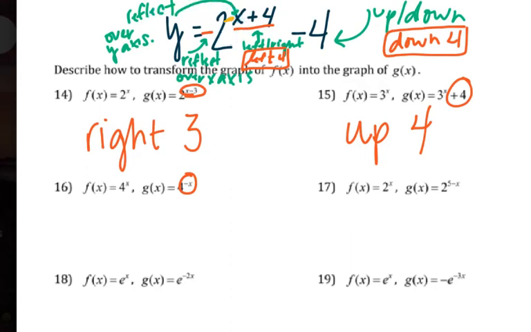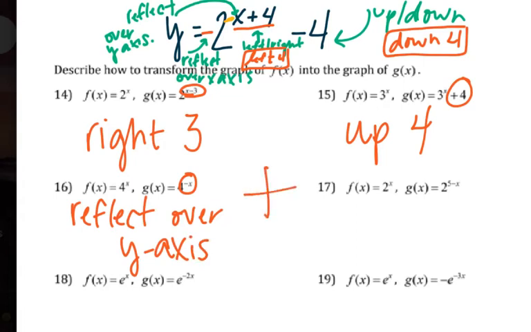So that's a reflection over your y-axis. The reason why is because if the x was over here, and now the opposite x value would be over here, so it just reflected itself from this side of the y-axis to that side of the y-axis. That's why it's called reflect over y.